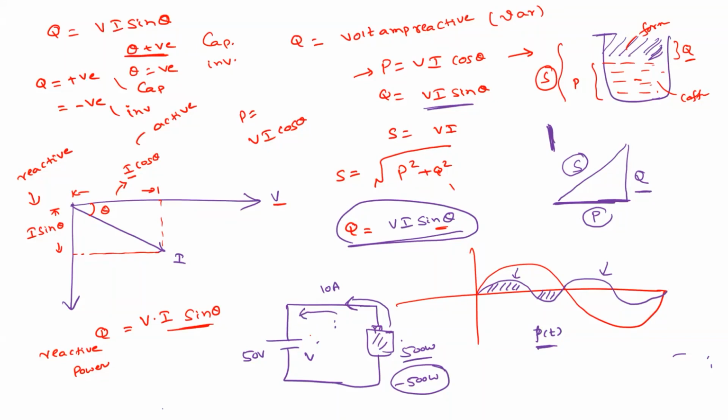Because the current is leading, that is why you have positive theta. That's why Q is positive for capacitive circuits. So this theta is positive, so sine theta is positive, which means this entire thing, VI sine theta, is positive. If theta is negative, then sine theta is minus sine theta. So that's why Q is negative.